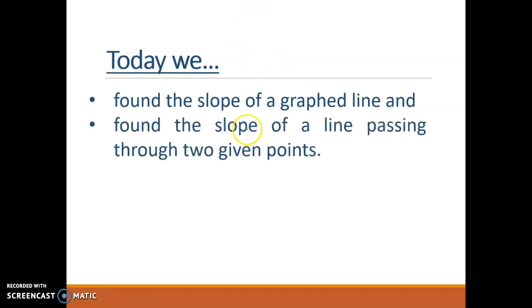All right, guys, today we found the slope of a graphed line, and we found the slope of a line passing through two given points. We did that in a previous lesson. Other things that we did here, we practiced solving for y and changing our equation from standard form, ax plus by equals c, to slope-intercept form, y equals mx plus b. We also talked about a third way to record this called function notation or function form, which is f of x equals mx plus b.